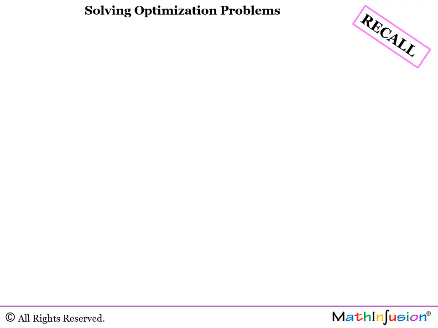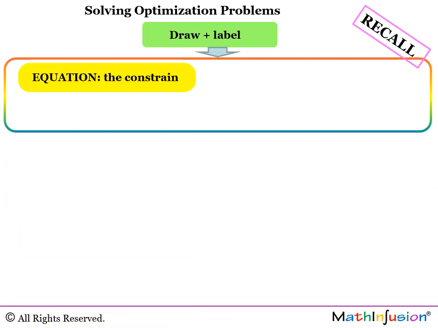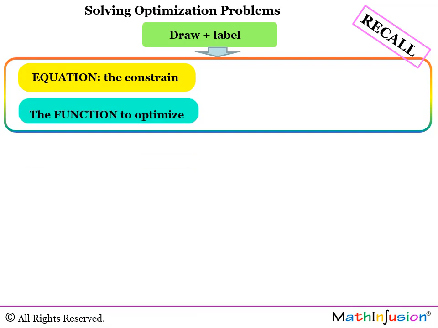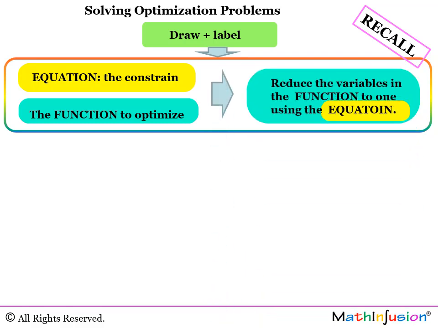First, let's recall how we are going to solve optimization problems. We start with draw and label. Then we have to find the equation. This is about the constraint. And we have to find a function to be optimized. Now we have to make sure that the function contains only one variable. So we are going to use the equation to reduce the variables in the function to be only one.